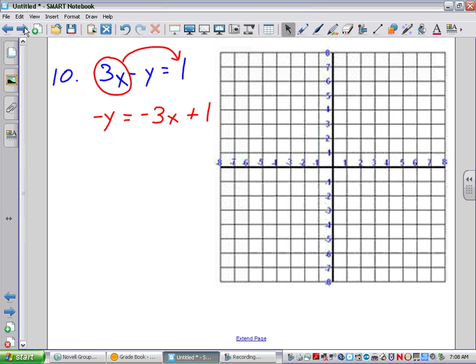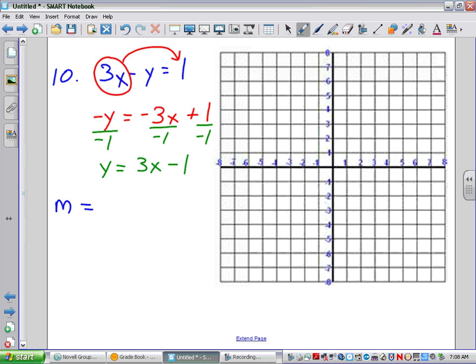Well, do I have it in slope-intercept form? The answer is no, because of this negative out front. So I need to do this little trick, which you're familiar with. Divide by negative 1. So that gives me positive y is positive 3x minus 1. So now I'm done with my first step, slope-intercept form. Y equals 3x minus 1.